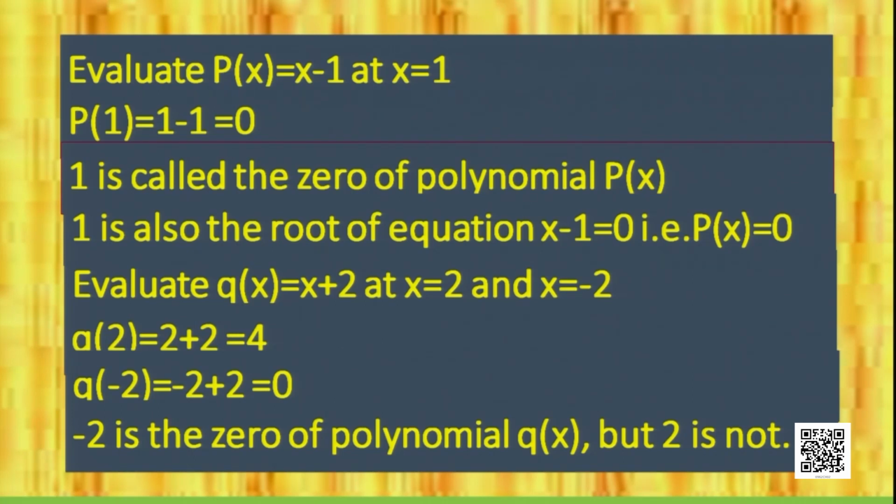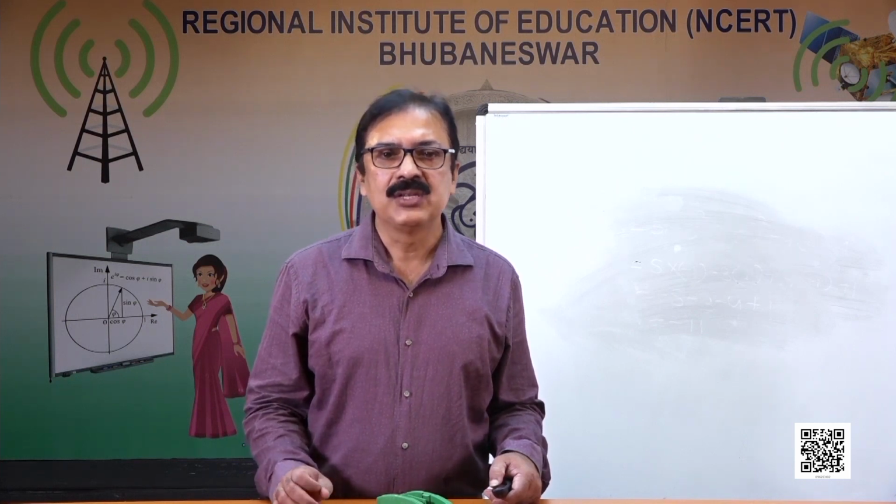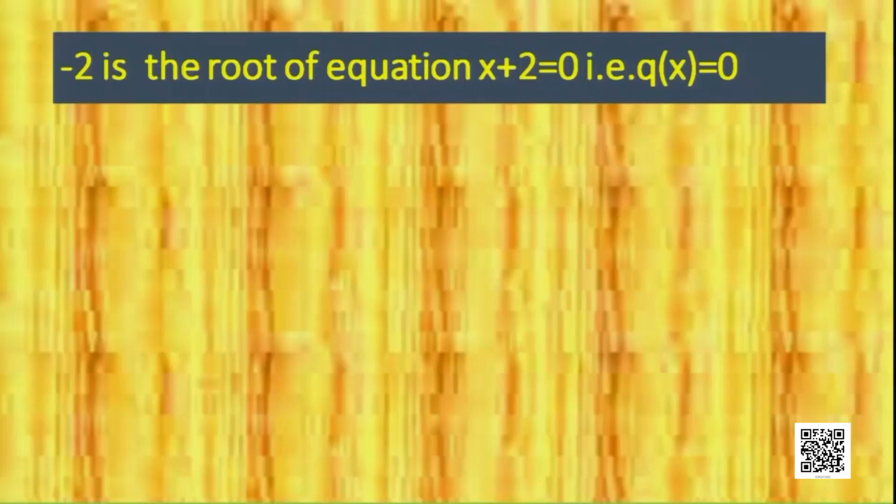But at 2 it is not 0, so it is not a 0 of the polynomial. So 2 is not the 0 of the polynomial, but minus 2 is the 0 of this polynomial. Again, if we see, then minus 2 is also the root of the equation x plus 2. What is x plus 2? x plus 2 is our polynomial. So we can say that minus 2 is the root of the equation q(x) is equal to 0.